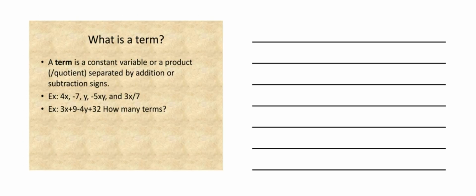Some examples are, we have 4x is one example. Negative 7 is another example of a term. Y is also an example of a term. Negative 5 times x times y is also an example of a term. And also quotients or divisions, such as 3 times x divided by 7 is another example of a term.